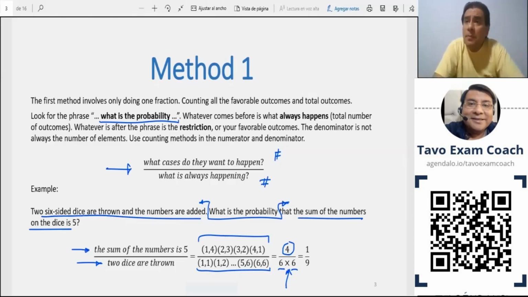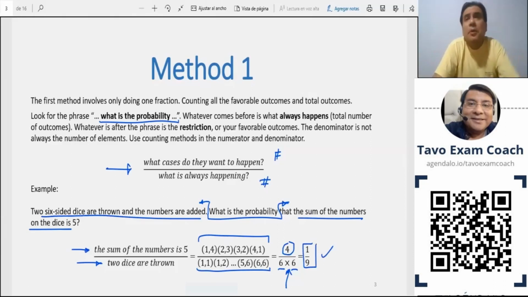So if we multiply the number of ways in which each of the dice can be thrown, we get 6 times 6, which is 36 actually. So we can simplify here, and we get 1/9. That would be the probability that responds to this question.